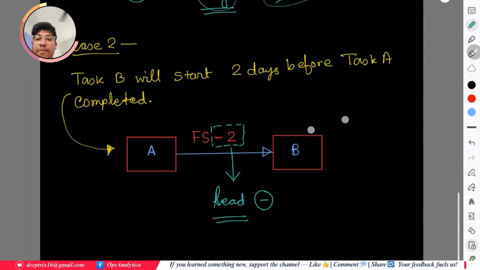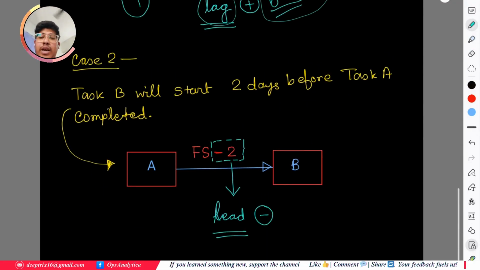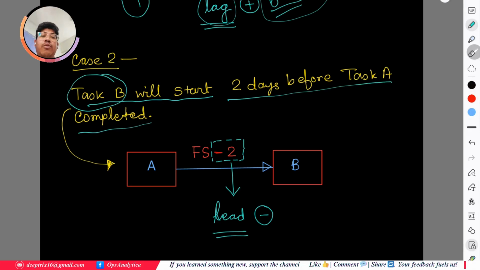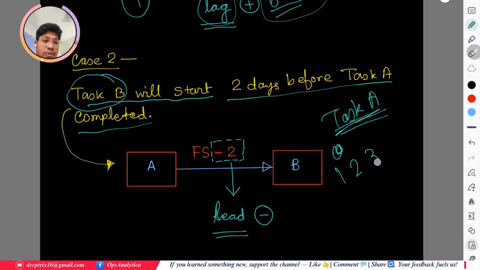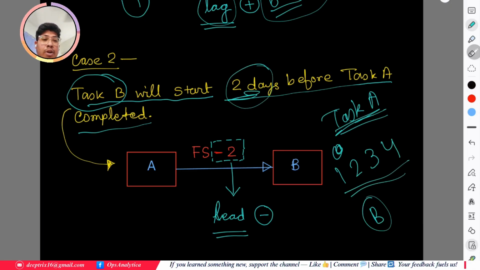Now similarly we have the similar concept of lead. Here it is mentioned that task B will start 2 days before task A completes. That means task B is not bothered about when task A is starting. It is bothered about when task A will complete. Suppose task A will take 4 days, 1, 2, 3, 4, and for task B it is mentioned that it will start 2 days before task A completes. That means on the 3rd day task B will start.